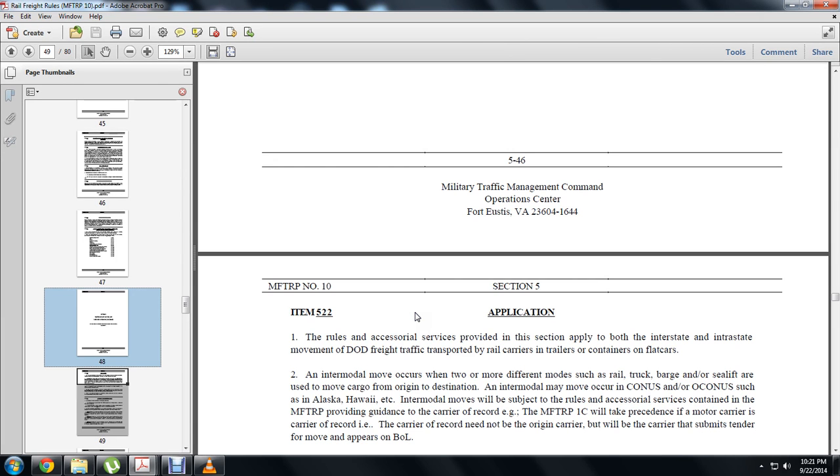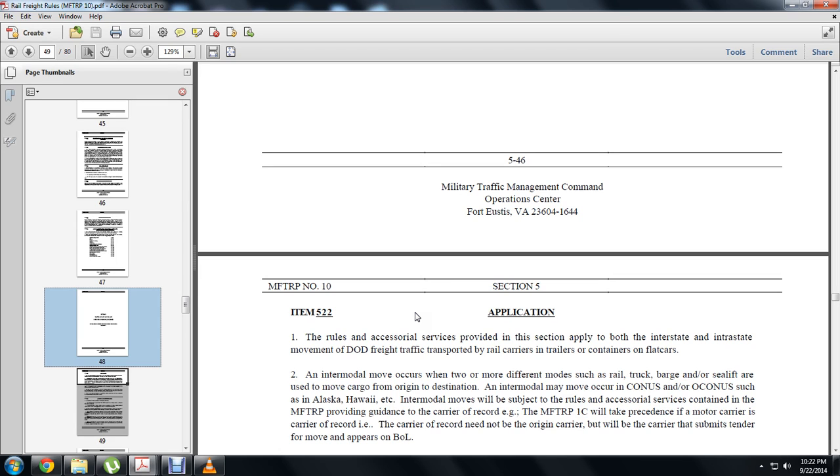Intermodal occurs in two or more different modes, such as rail, truck, barge, or sea lift, used to move cargo from origin to destination. Intermodal may occur OCONUS, such as in Alaska or Hawaii. Intermodal moves are subject to the rules of accessory services contained in the MFTRP provided by the guidance of the carrier of record.